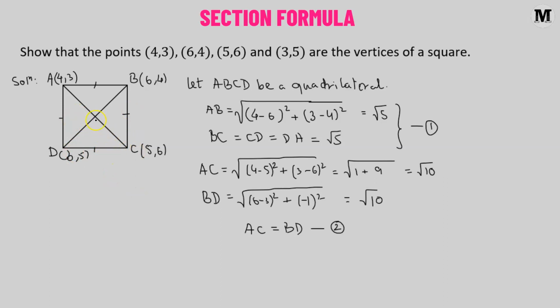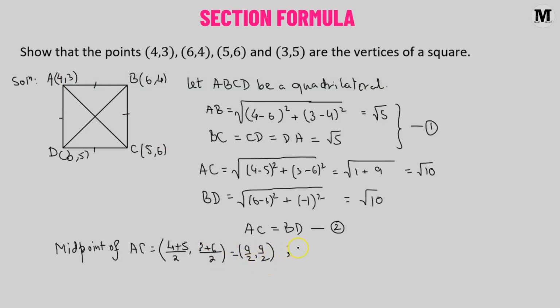For this, we'll first compute the midpoint of AC. To obtain the midpoint of AC, we'll take the sum of the x coordinates of the endpoints. The endpoints are 4 and 5. Let's sum them up: 4 plus 5, divided by 2. Similarly, to find the y coordinate, we add up the y coordinates of the endpoints, which are 3 and 6: 3 plus 6, divided by 2. So this gives us the value (9/2, 9/2).